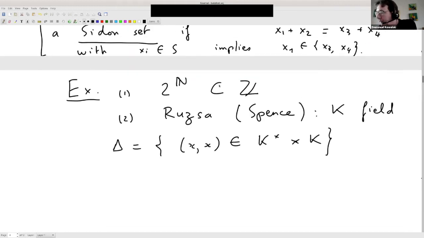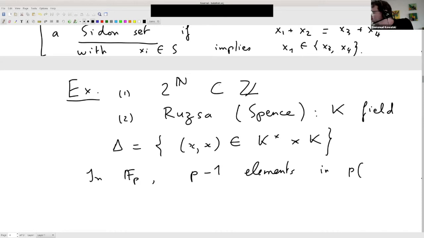And if you take K equals F_p, this gives exactly p minus 1 elements, so a set with p minus 1 elements in a group with p times p minus 1 elements. So it's very close to the square root. It's essentially almost optimal.